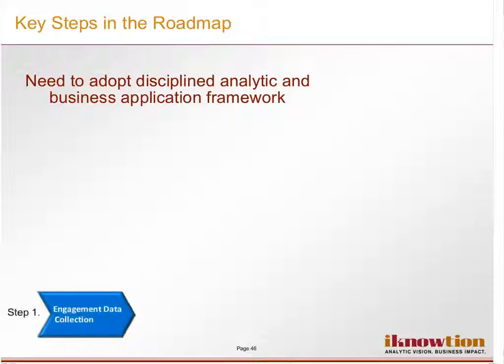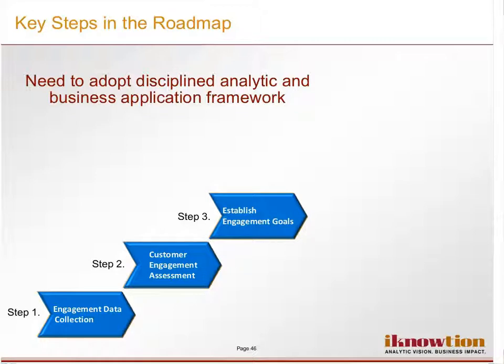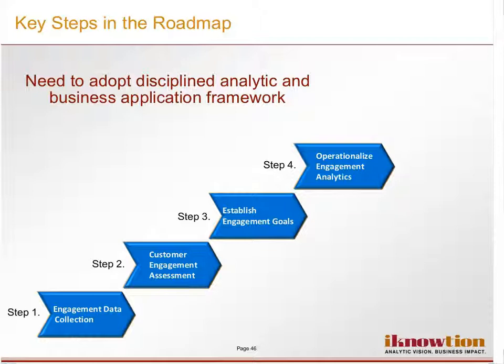Step 1 is really about collecting the data, collecting the engagement data. In step 2, which is certainly the step that I find very interesting, it's all about doing that initial customer engagement assessment. And I think you will find that this is one of the most enlightening steps the first time you go through this process as well. In step 3, it's all about starting to develop decision support tools that can help you really establish what those initial engagement goals are. And step 4 is about developing predictive analytics tools and operationalizing them.